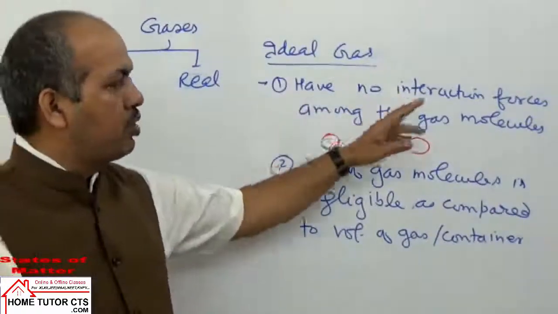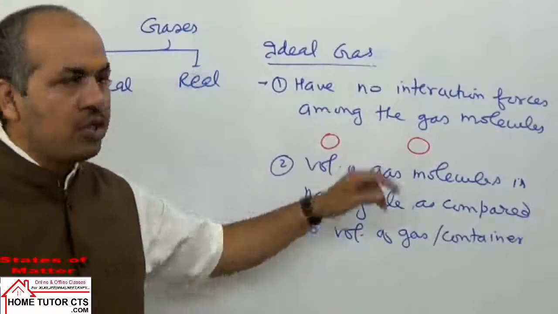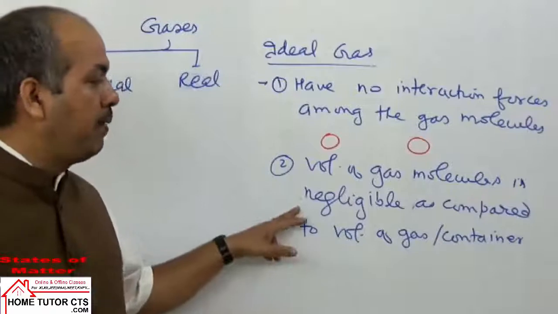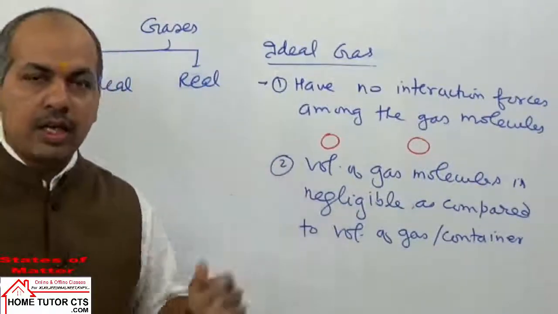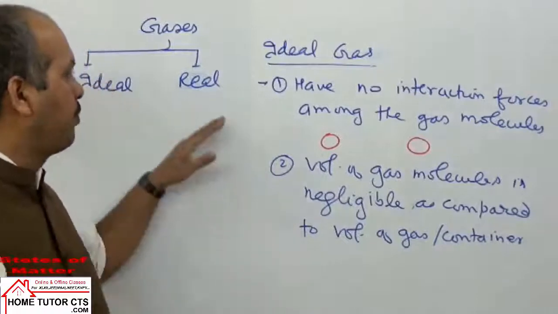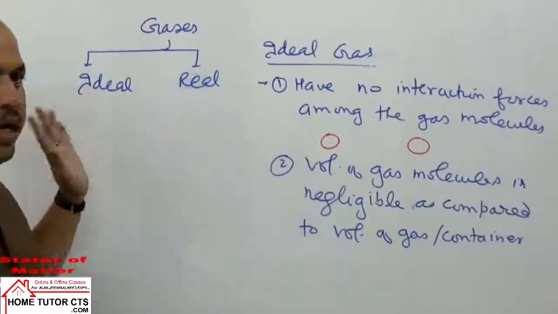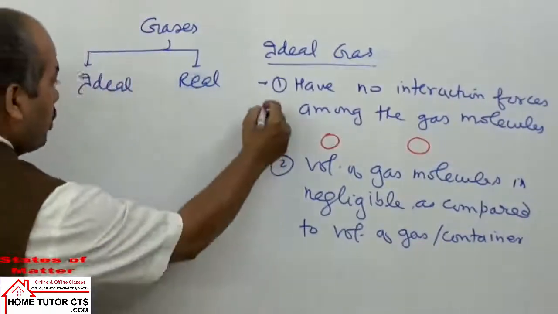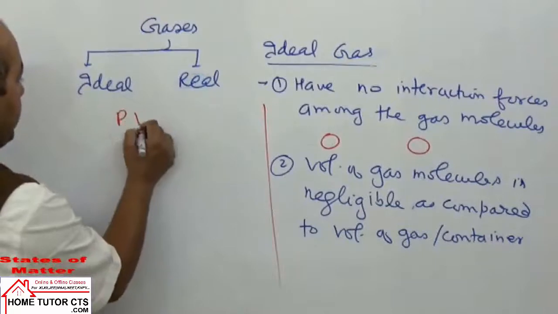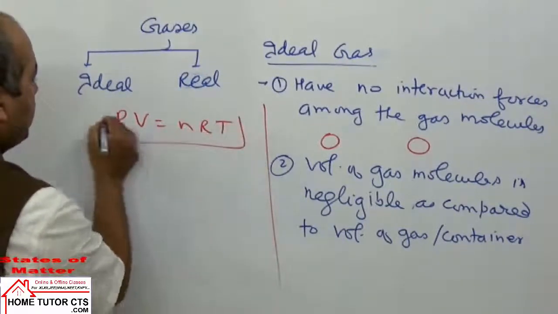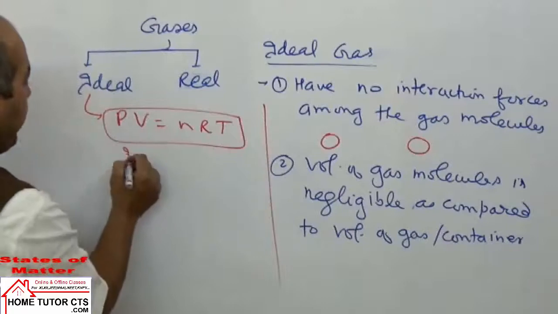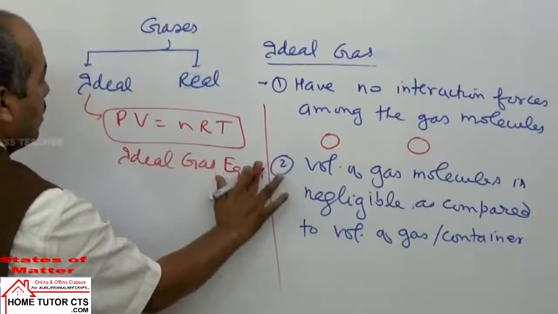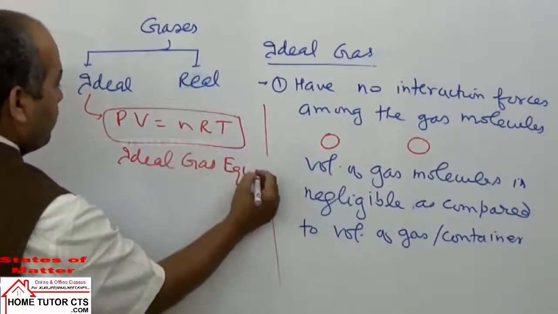Among the gas molecules, there are no interactive forces, no attraction, no repulsion, and the volume of the gas molecules is negligible as compared to the volume of the gas or the container. In these two sets of conditions, the real gas can also behave as an ideal gas. And then the ideal gas is characterized by the equation PV = nRT. It is called the ideal gas equation.